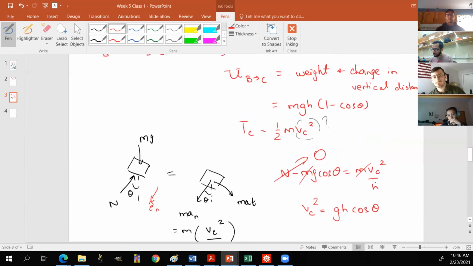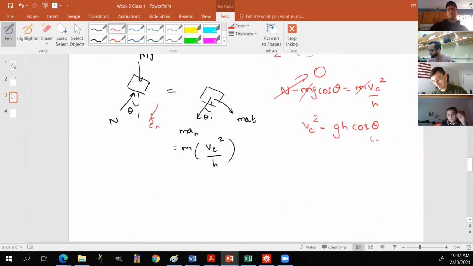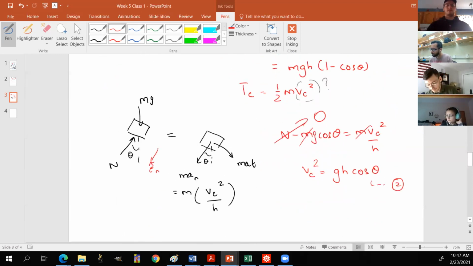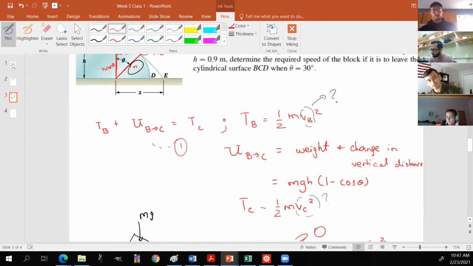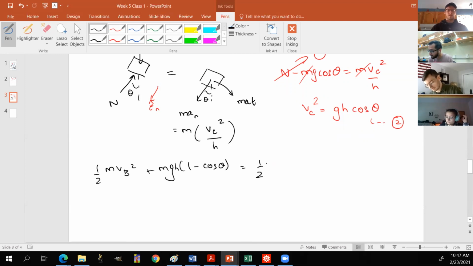Is that clear, guys? So now when you write out your energy expression, this is 2, this is 1. Now you have 2 expressions for 2 unknowns. You end up with half m vb squared plus mgh times 1 minus cosine theta equal to half m vc squared, but we know that's just gh cosine theta, so I'm going to write that out over here. And that's it. Only one unknown here. Everything else is known.